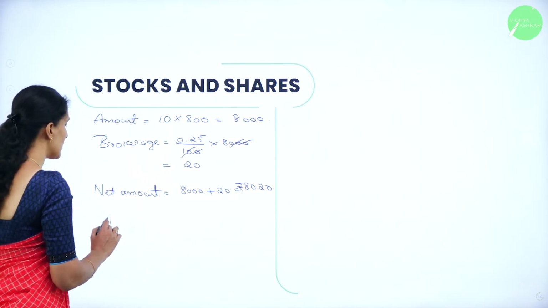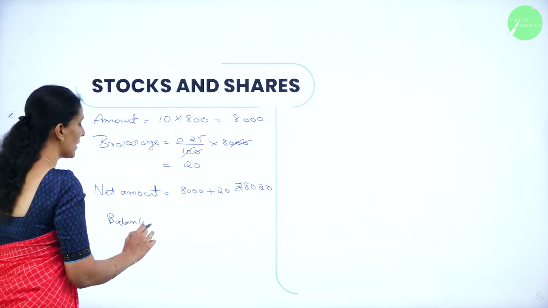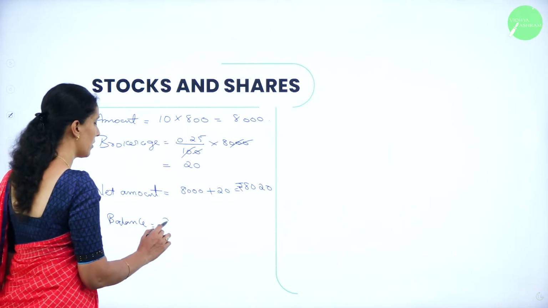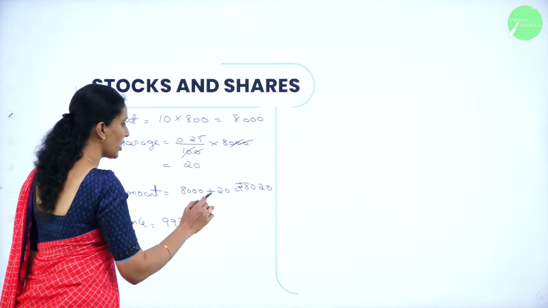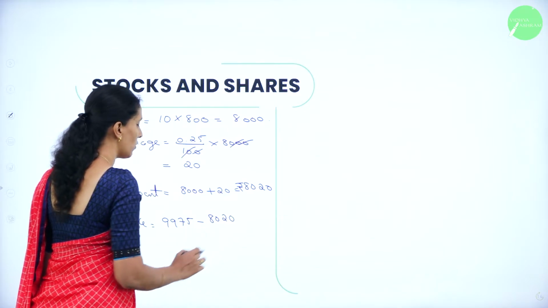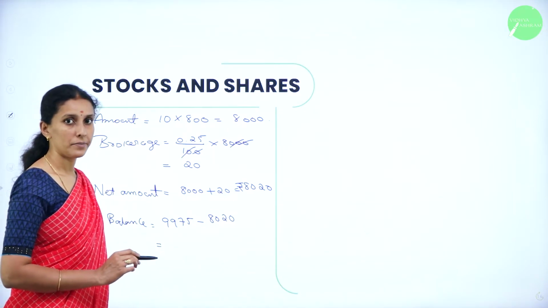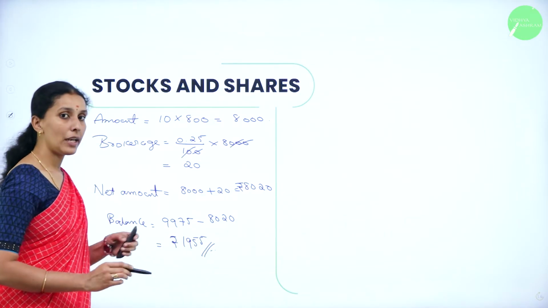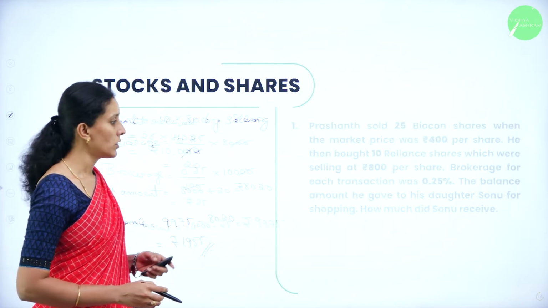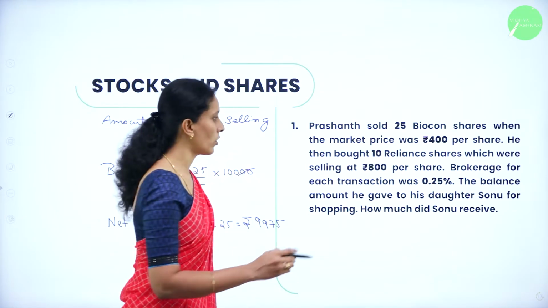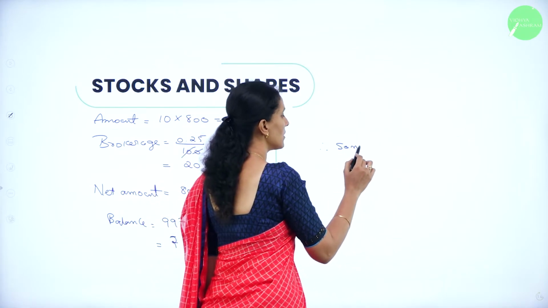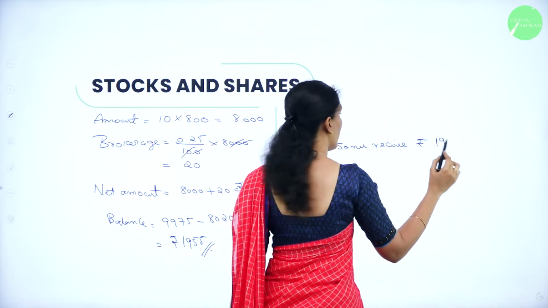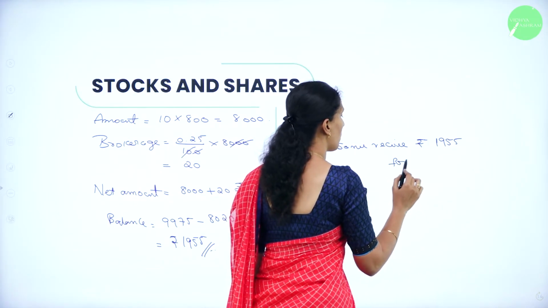Now, how to calculate the balance here? He has got the amount of 9975 and he has bought shares worth 8020. Now what is the amount remaining? That is equal to 1955. So the remaining amount he has given to his daughter, Sonu. So what can we conclude? Sonu received rupees 1955 for shopping.